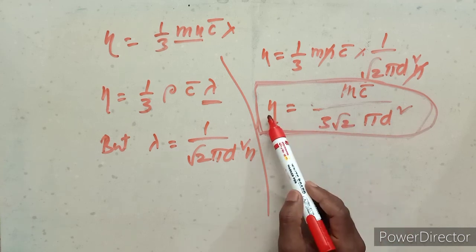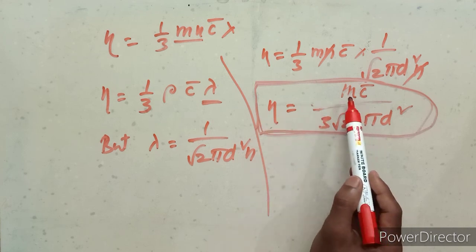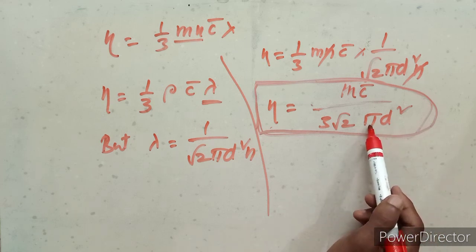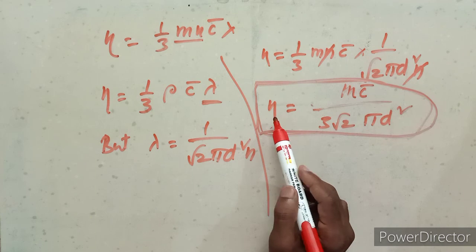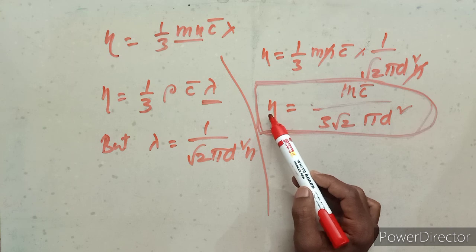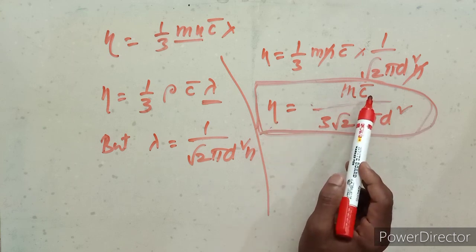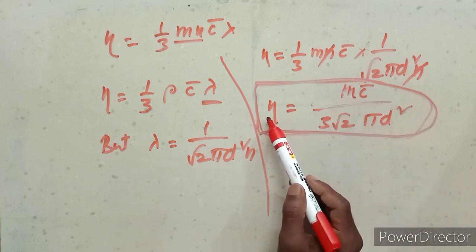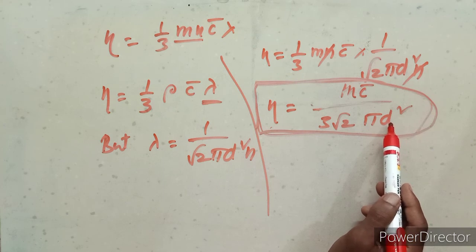So the coefficient of viscosity depends upon mass, average velocity and d square; pi is a constant. Here the coefficient of viscosity is directly proportional to the mass of a molecule of the gas. It is directly proportional to the average velocity of the molecule. It is inversely proportional to the square of the diameter of the molecule.